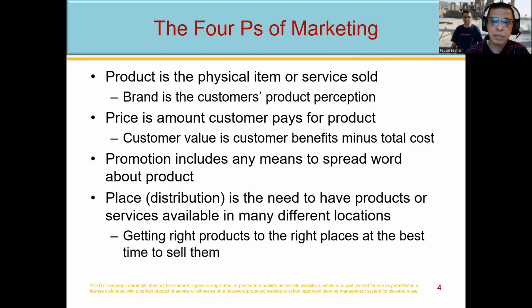And then you have the place. Sometimes you find it as the word distribution, but the place, which is part of the P, is the need to have a product or service available in many different locations. It could be on the website, that's also a place. The right place, the best time to sell them. So it's all about getting the right products to the right place at the best time to sell them.